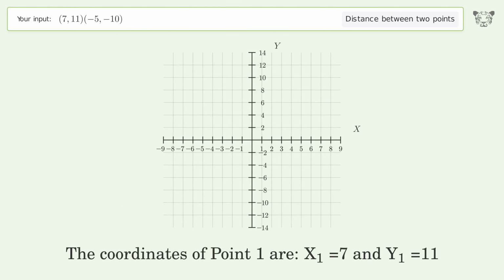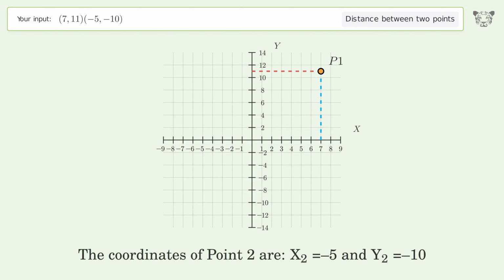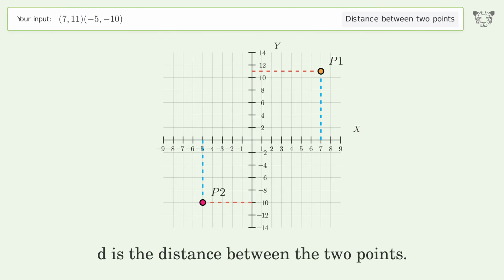The coordinates of point 1 are x1 equals 7 and y1 equals 11. The coordinates of point 2 are x2 equals -5 and y2 equals -10. D is the distance between the 2 points.